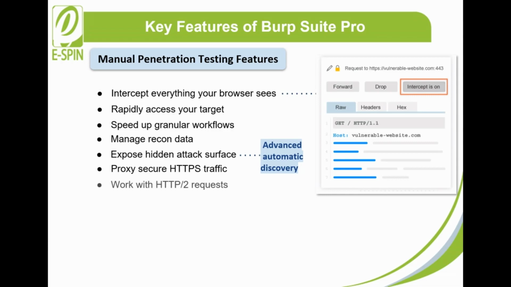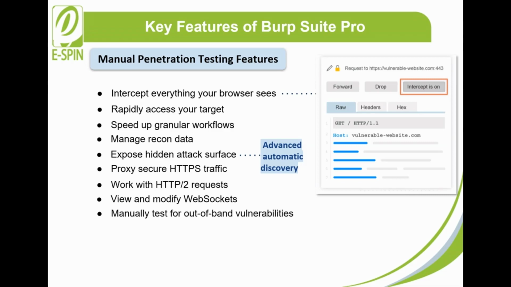Work with HTTP/2 requests through Burp Suite's HTTP/2 based testing support. View and modify WebSockets through WebSockets message-specific history. Manually test for out-of-band vulnerabilities by applying a dedicated client to incorporate Burp Suite's out-of-band (OAST) capabilities. Easily test for DOM XSS vulnerabilities using Burp Suite's built-in browser, namely DOM Invader.